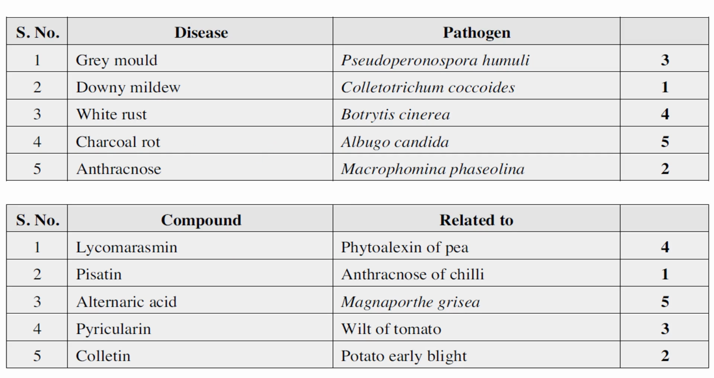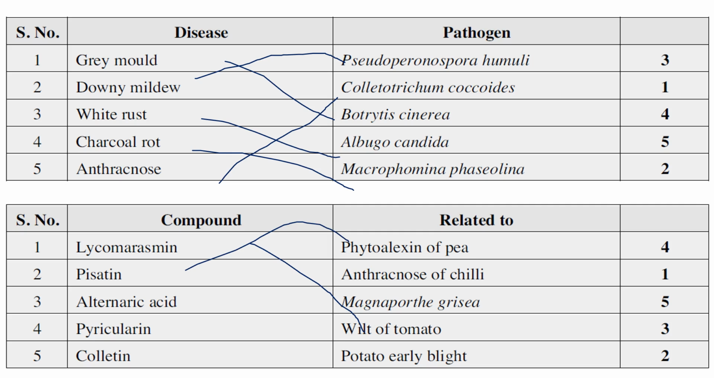The next one is gray mold. Gray mold, Botrytis cinerea. Downy mildew, Pseudoperonospora humuli. White rust, Albugo candida. Charcoal rot, Macrophomina phaseolina. Anthracnose, Colletotrichum coccodes. Then the compound lycomarasmin, that is related to wilt of tomato. Pisatin, phytoalexin of pea. Alternaric acid, early blight. Pyricularin, rice blast. Collatin, anthracnose, chili anthracnose.